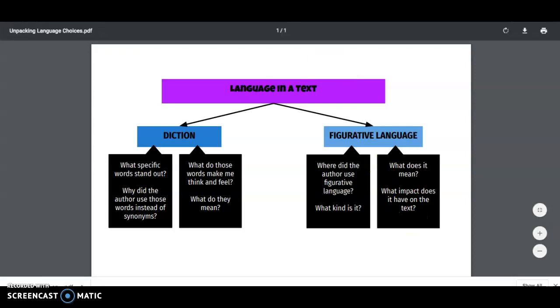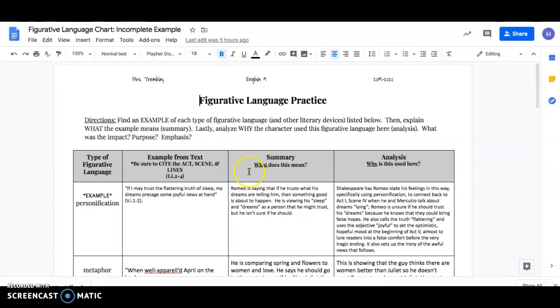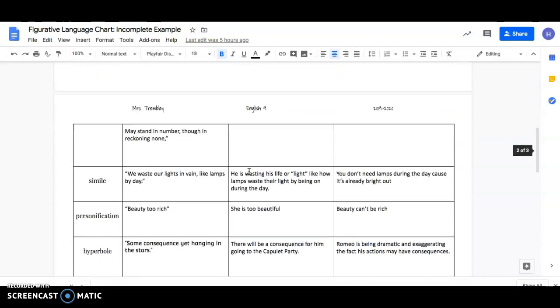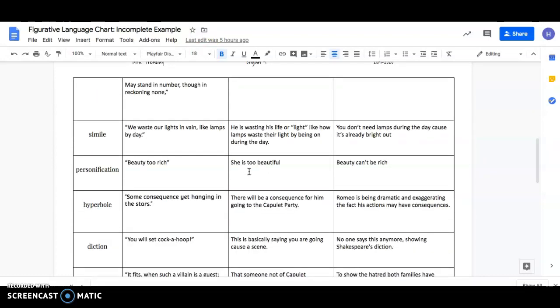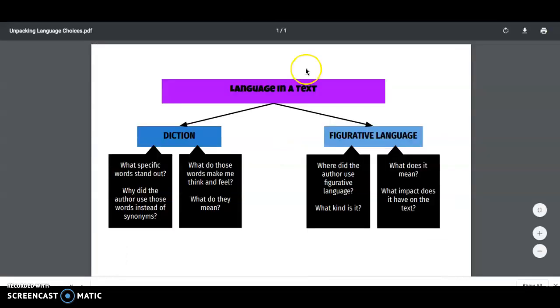So if I take you over to it's kind of an incomplete example. This is just an example chart where some of the ideas are not fully explained. You're going to see that the simile is accurate, right? There's a simile. We waste our lights in vain like lamps by day. Accurate. That is a simile. Very well selected. And then the explanation is correct. He's wasting his life or light, like how lamps waste their light by being on during the day, right? That's accurate. We go back to this visual right here, these two over here, check. What does it mean? Check. We have all of those.